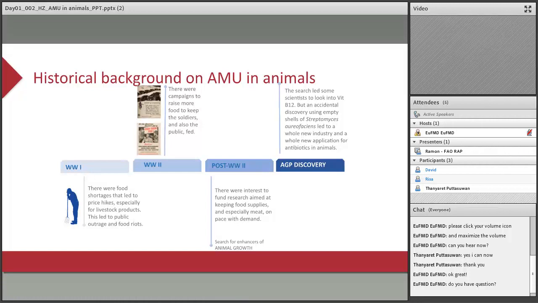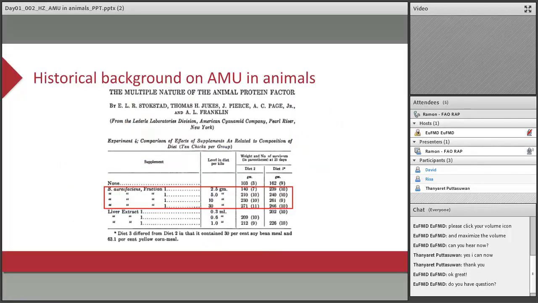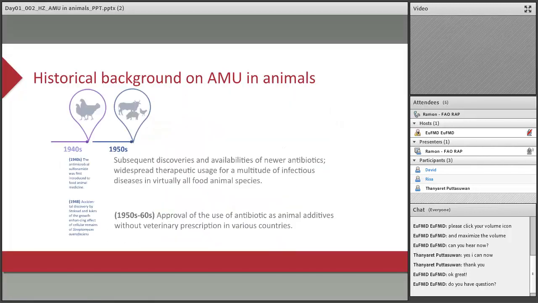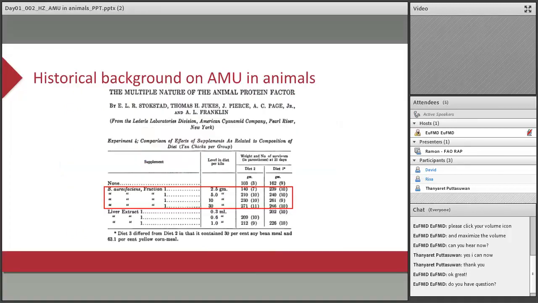And post World War II, there was more interest in research aimed at keeping the food supplies, especially for meat. And at that moment, AGP, the antibiotic growth promoter, was discovered. That was an accident. It was research led by some scientists who were originally looking into vitamin B12. But it turned out that using the fermentation residue of one type of antibiotic led to a whole new industry and a whole new application of antibiotics in animals.